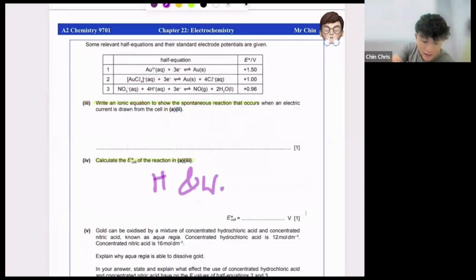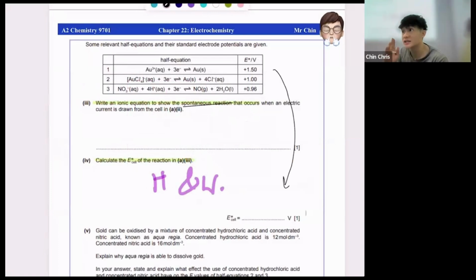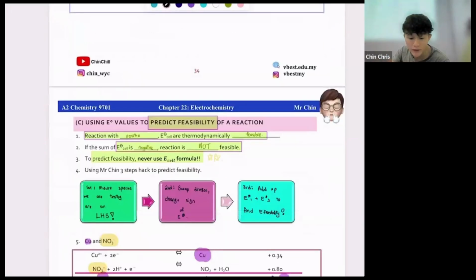Because you already know that they are having a spontaneous reaction. You see it, right? Do you need to swap the sign? You don't swap the sign. Remember, that is how we do it.